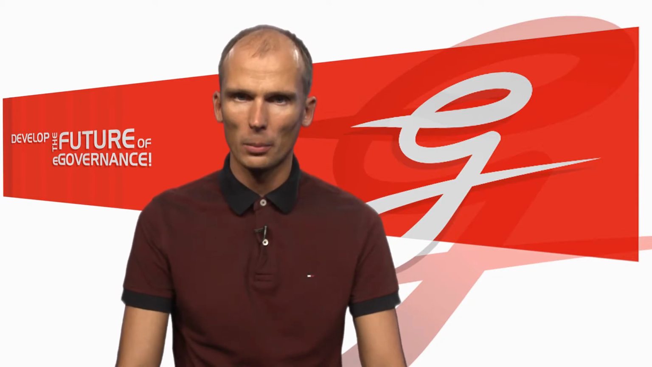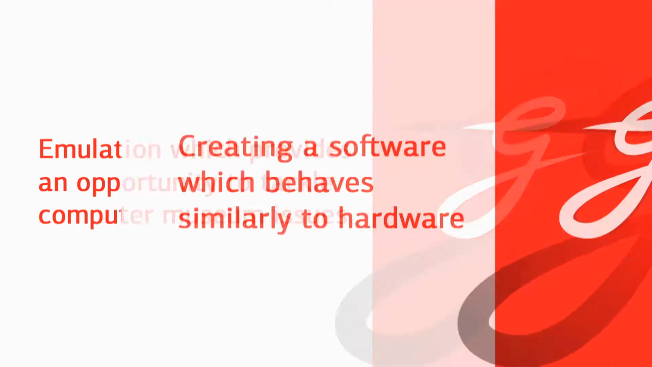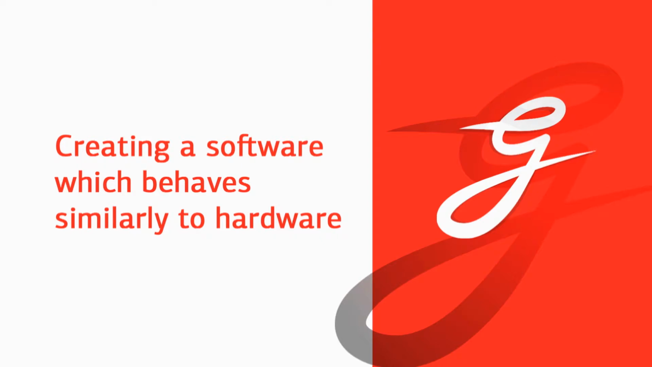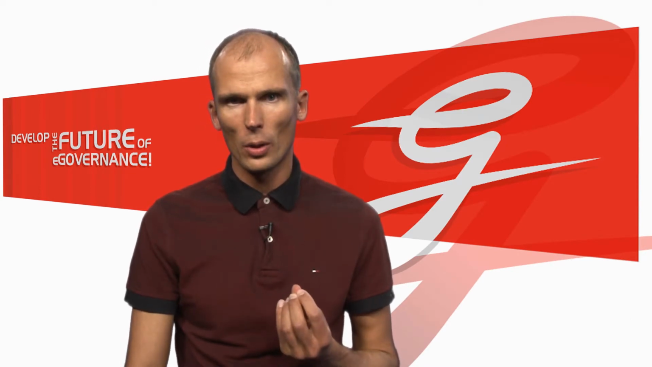So in order to tackle those computer museum issues, there is a smart strategy called emulation. What emulation is, it means creating a software that behaves in a similar way that the original hardware did. So we are able to actually run the old software on our new computers without the old software actually realizing that it is being run on a wrong platform.